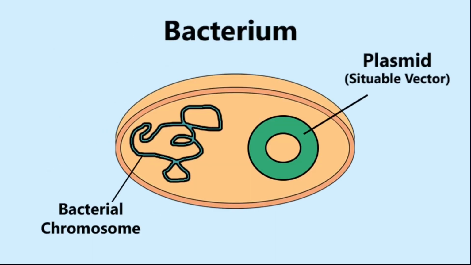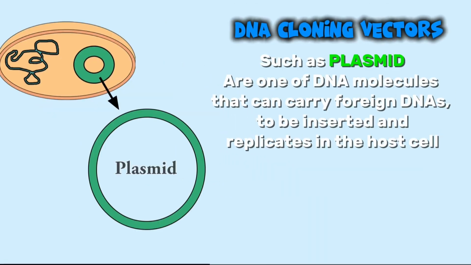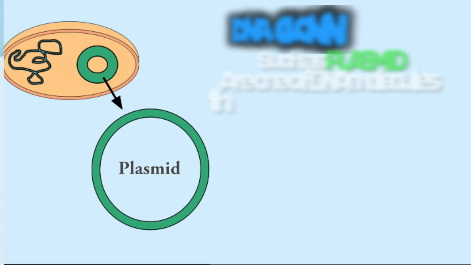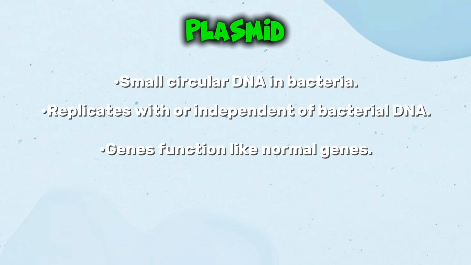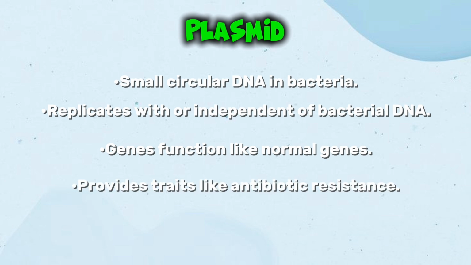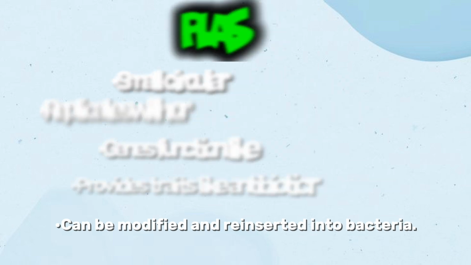The second tool is DNA cloning vectors. DNA cloning vectors, such as plasmids, are DNA molecules that can carry foreign DNAs to be inserted and replicate in the host cell. So, what is a plasmid? A plasmid is a small circular DNA in bacteria. It can replicate with or independent of bacterial DNA. Its genes function like normal genes. It provides traits like antibiotic resistance and also can be modified and reinserted into bacteria.